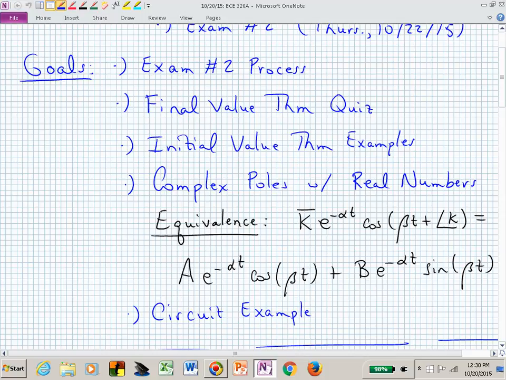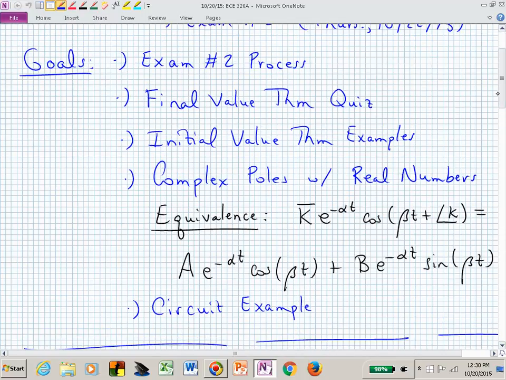Today I will just quickly slide through the process for exam number 2. We will take a quiz, the normal quizzes that we have in here, for the final value theorem. We will look at some examples with the initial value theorem, and then we will hopefully get to this equivalence relationship that I keep referring to, and you've probably seen on all the practice exams.